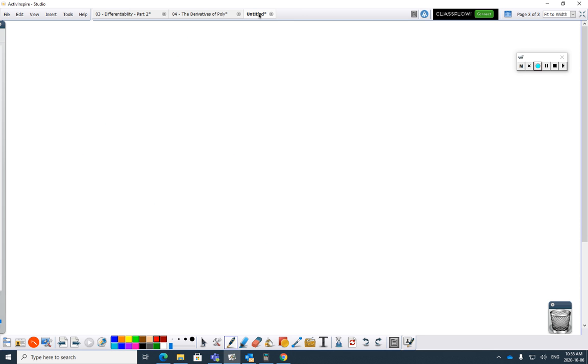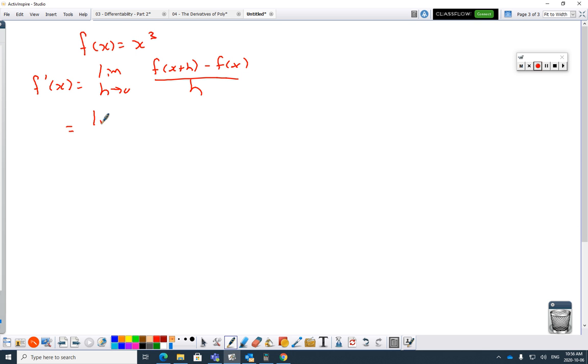That's not going to be enough space. You need f at x equals x cubed. f prime at x equals the limit as h approaches 0 of f at x plus h minus f at x, over h. Limit as h approaches 0. Here it comes: x plus h cubed minus x cubed, over h.